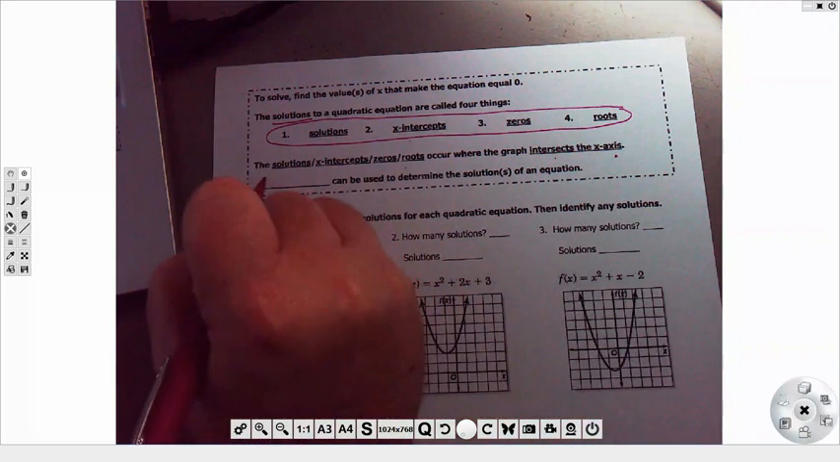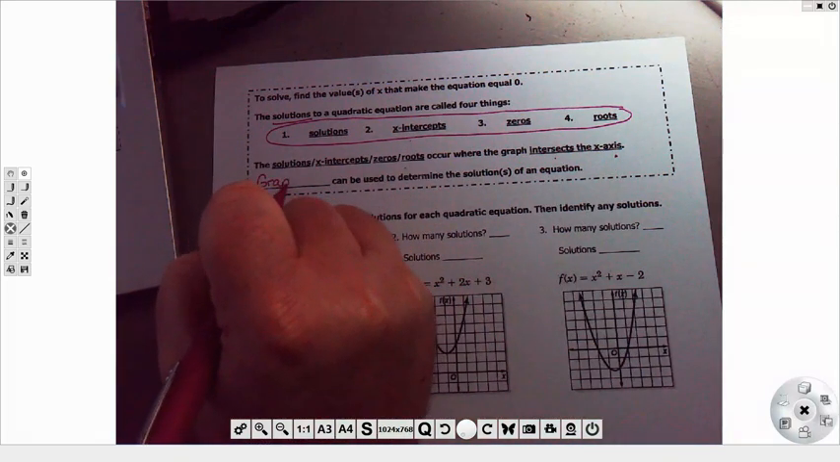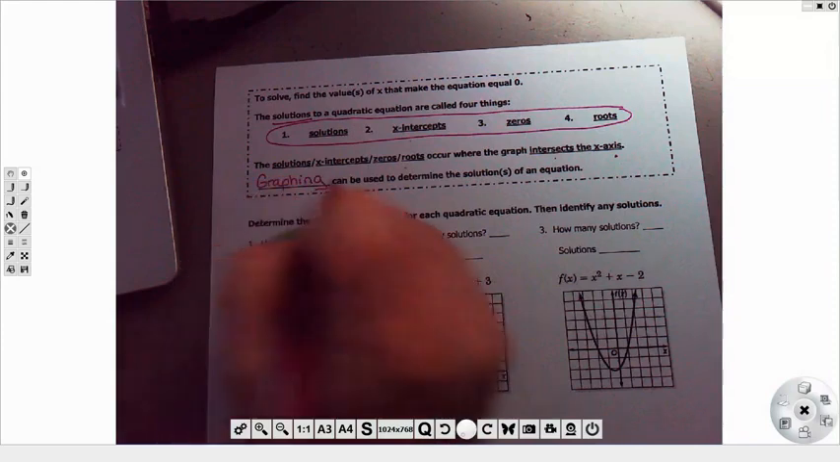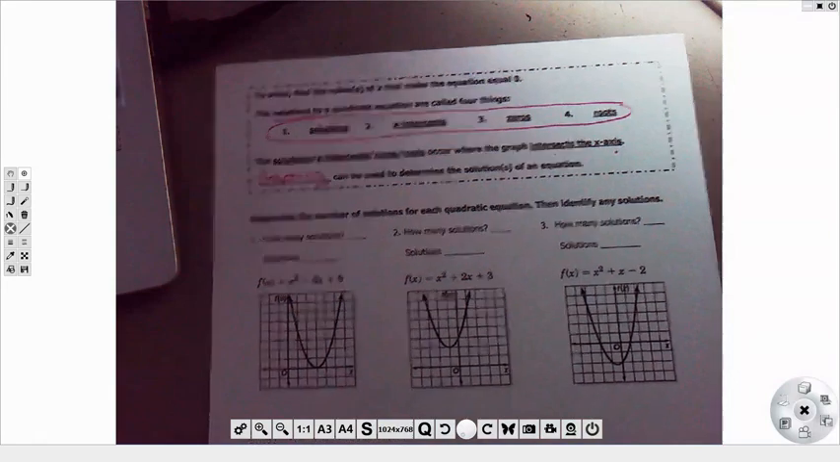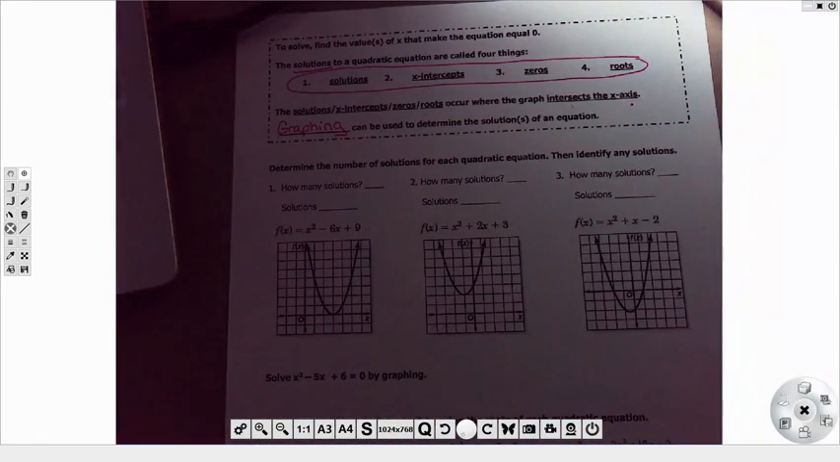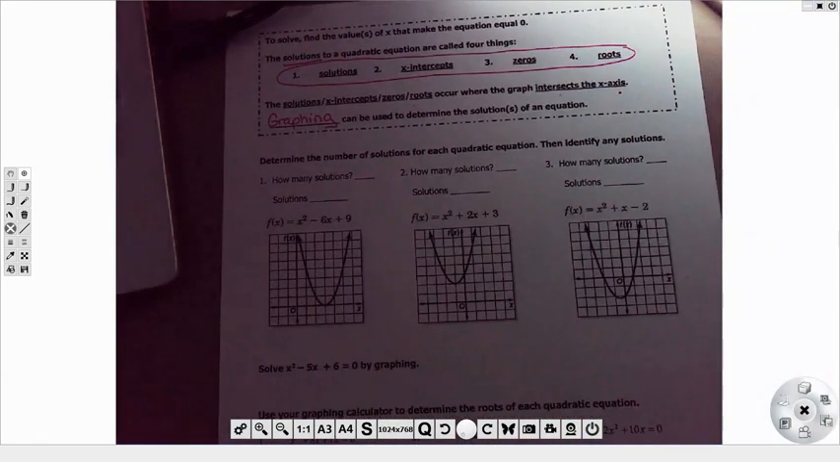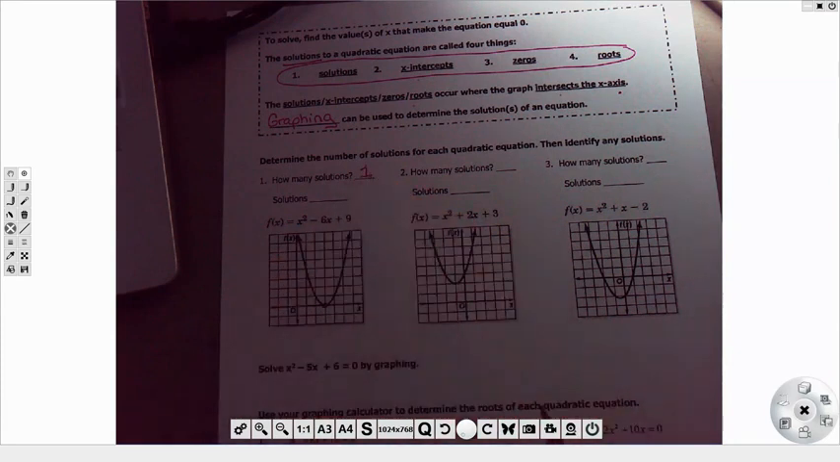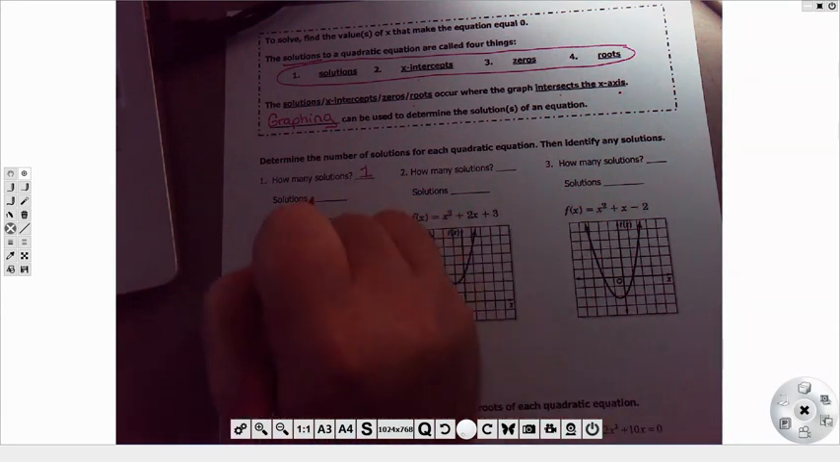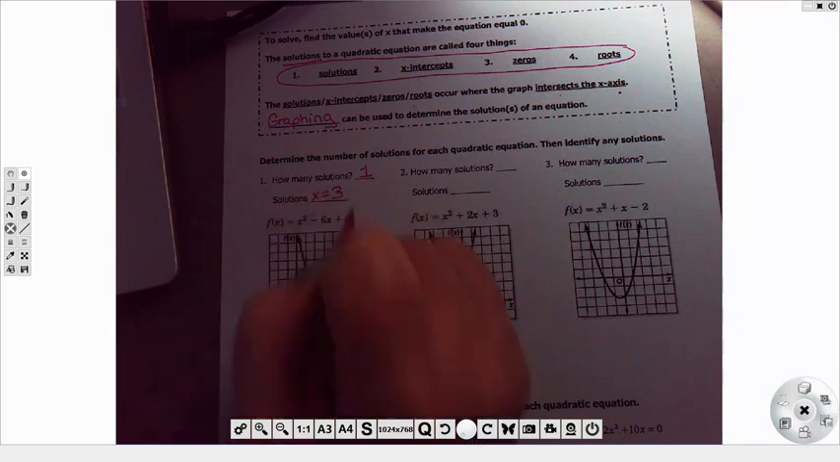Okay? And you can graph them. So graphing can be used to determine the solution to an equation. Okay. Now, when you're looking at equations, there are certain things that you can see. So if I were to look at this equation, I see that this graph is hitting that x-axis technically one time, right here. So we would say this has one solution, which we would identify as 3.